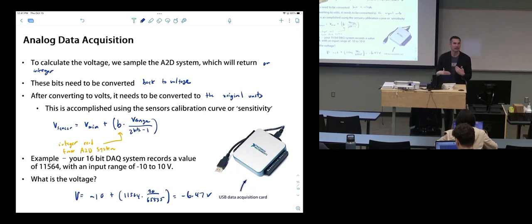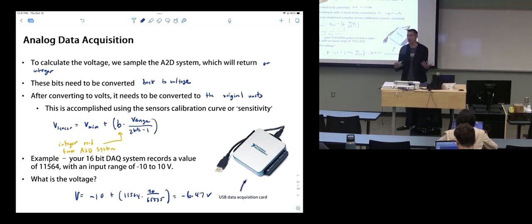Now, let's say that was a load cell, then we would have to say, okay, we need to know how to convert volts back to newtons. So then we'd look up in the data sheet, find its sensitivity, or the conversion between volts and newtons, and then apply that and go back into newtons.